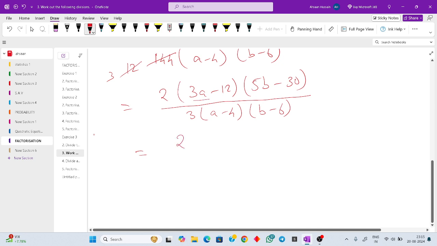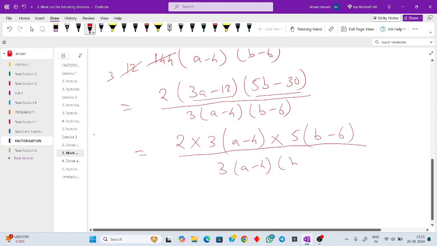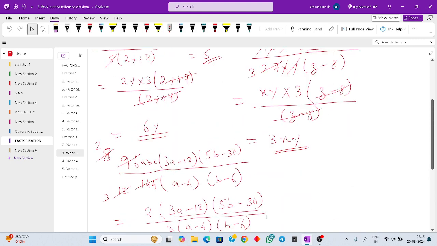Now what is the common factor between 3 and minus 12? It would be 3. And what is left? a minus 4 is left. Again, between 5b and minus 30, what is common? 5 is common. So b minus 6 would be left. Then 3(a minus 4) and (b minus 6). You can cancel these two and these two and these two also. What is left? 2 multiplied by 5, that is 10.